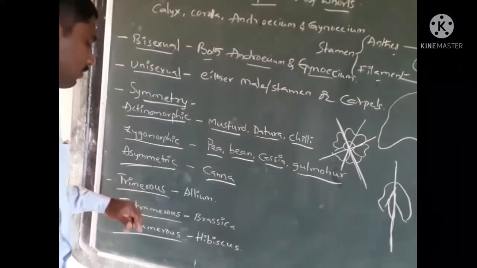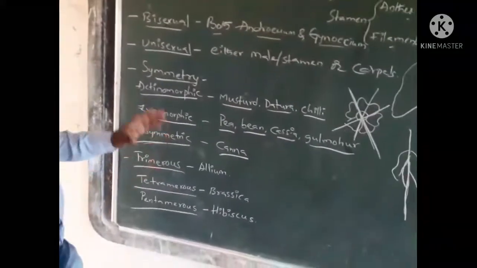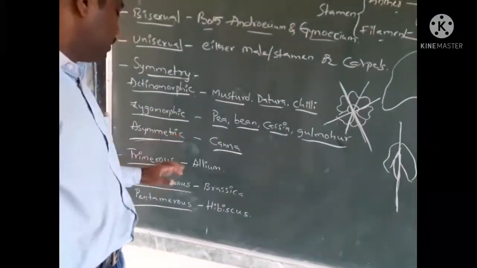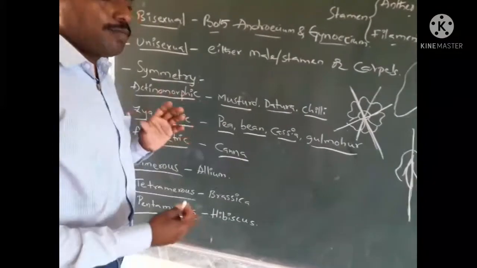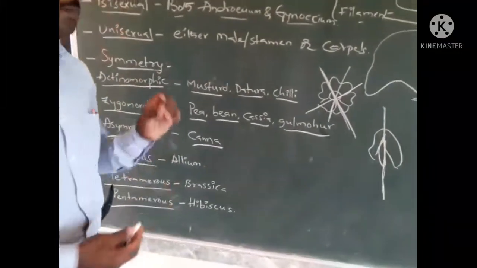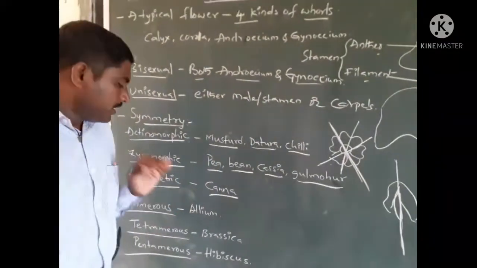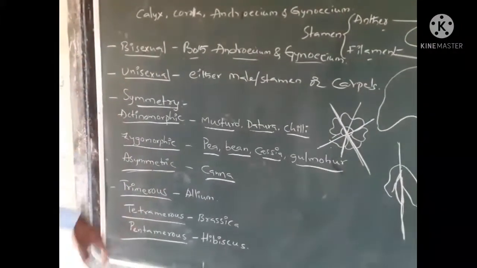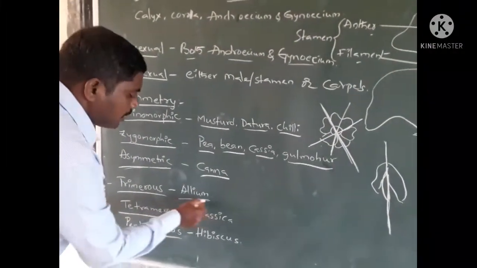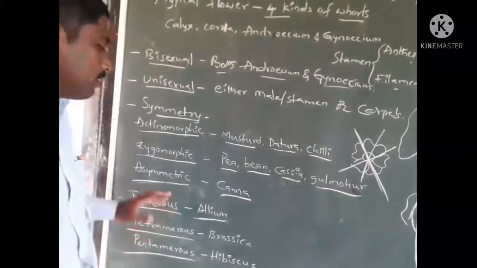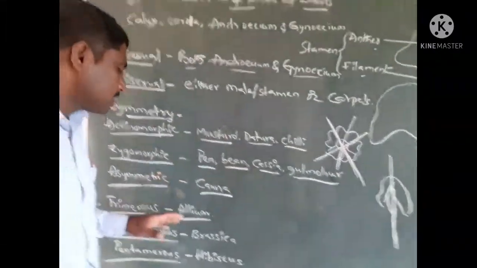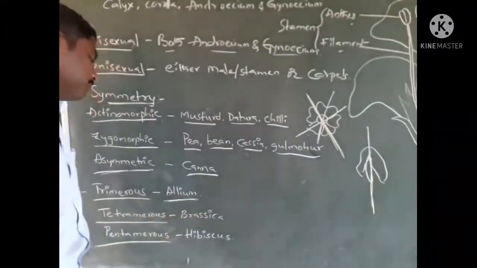Trimerous flowers mean each whorl consists of three floral parts. Especially the sepals and petals are three in number. Trimerous flowers are mainly in monocotyledonous plants. Example: allium.